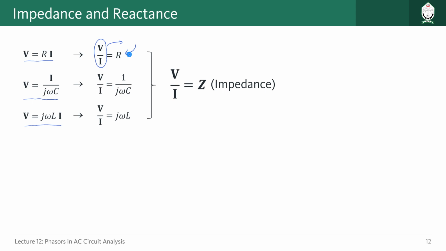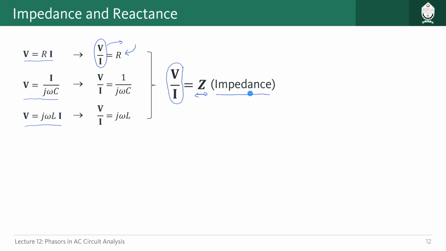So taking help from Ohm's law, we can also represent the resistive property of other elements like capacitor or inductor in the phasor domain. So that is what is done here. If you take the voltage divided by current for a capacitor, the value is 1 divided by j omega C, and for an inductor this is j omega L. This particular quantity, the voltage divided by its current, is written Z, and this is called impedance.